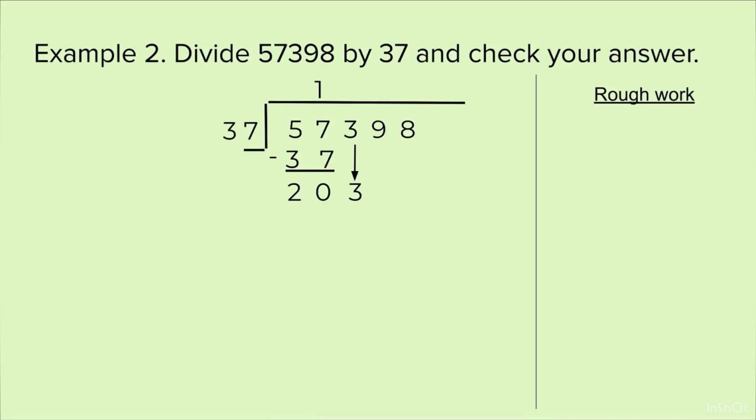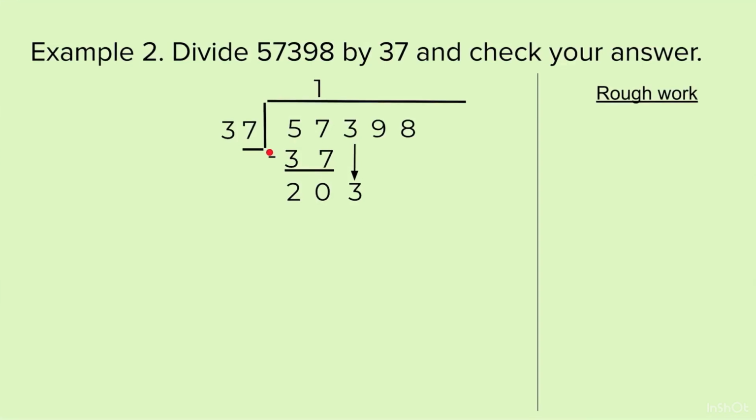Now we have to see how many times 37 will go in 203. Before hiding that one digit on the extreme right, let us first round off 37. 37 rounds off to 40. And now let us hide the last digits of both numbers, that is 40 and 203.